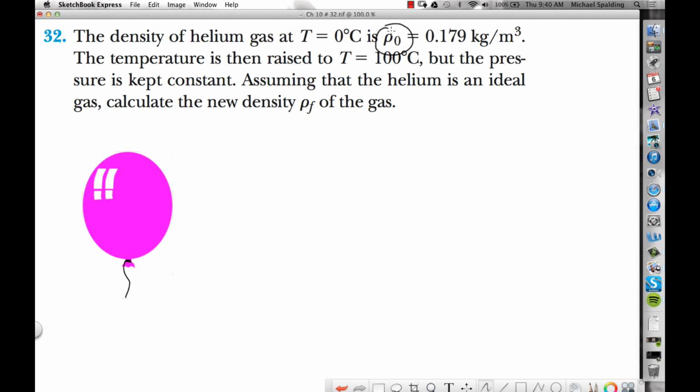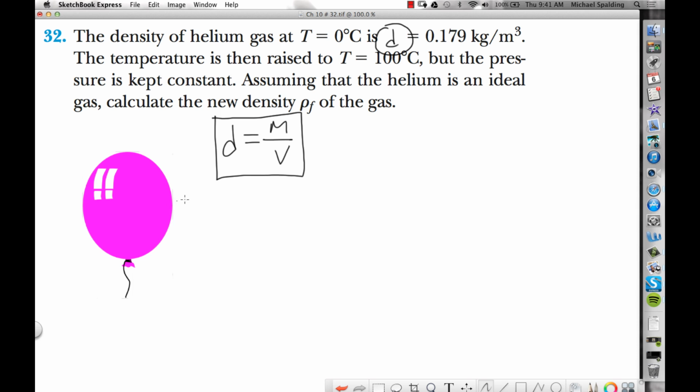I don't like that symbol. Let's just use D. So we'll change this to D. So the definition for density: density is mass per volume.